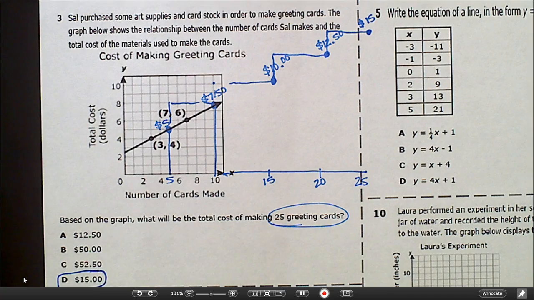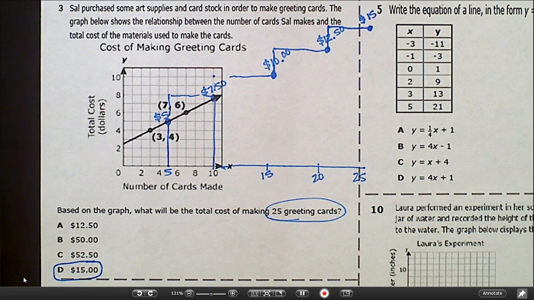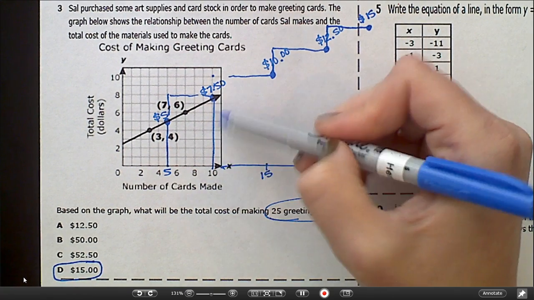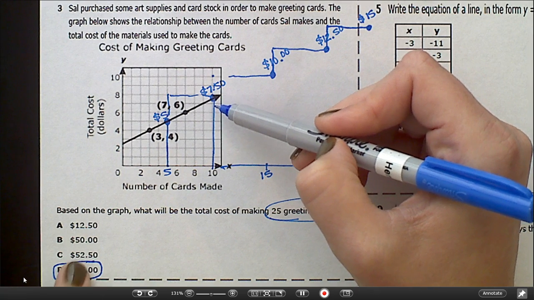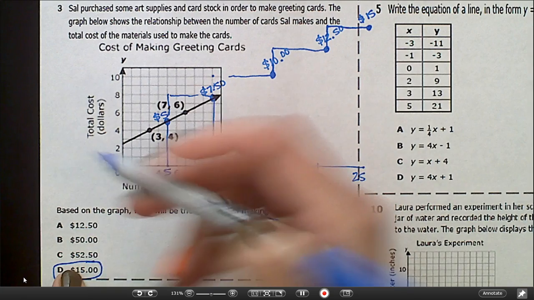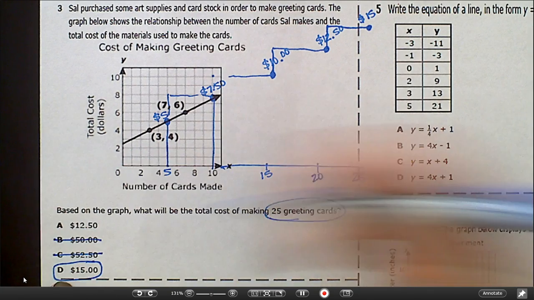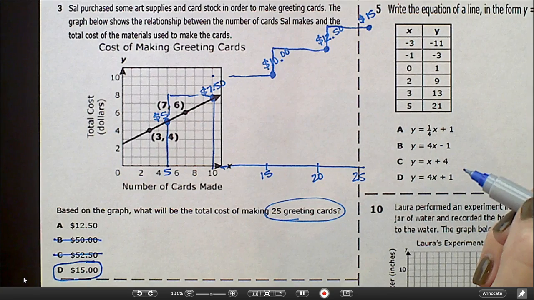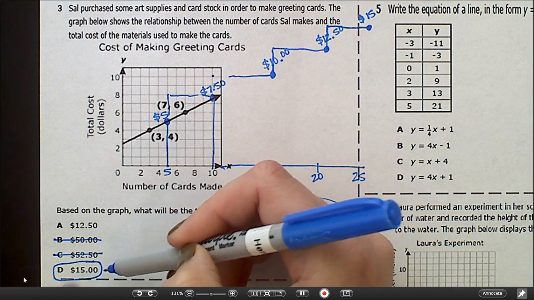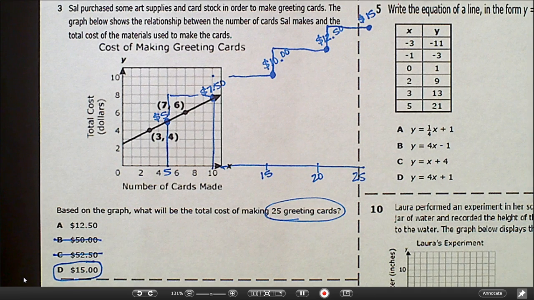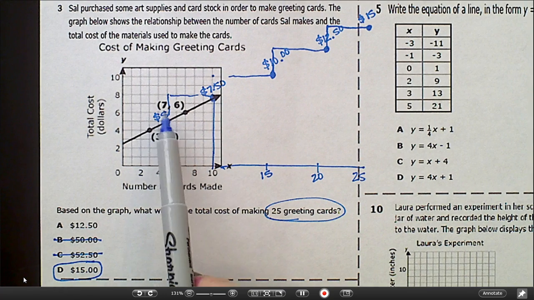Another way to do it is to say, okay, if making 10 cards cost about $7.50, there's no way that 2.5 times that is going to cost anywhere near $50. So let's get rid of those. Now I can start looking at these two that are similar. We could also find the slope. So here we're given 3, 4 and 7, 6.